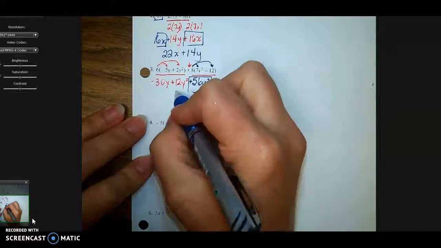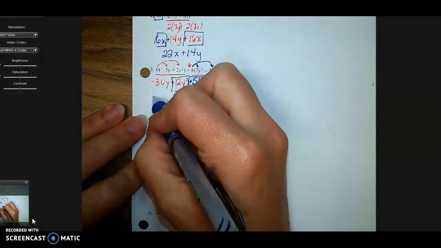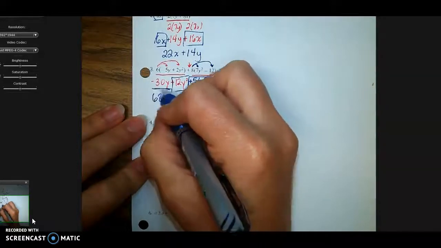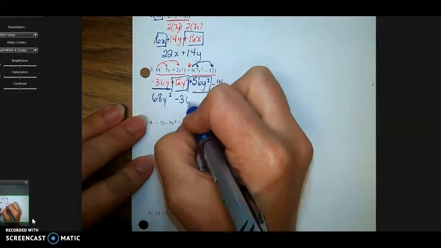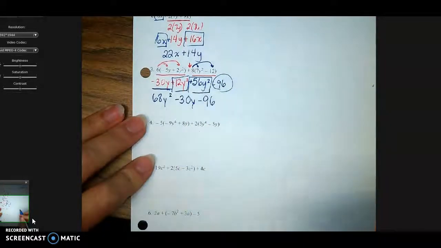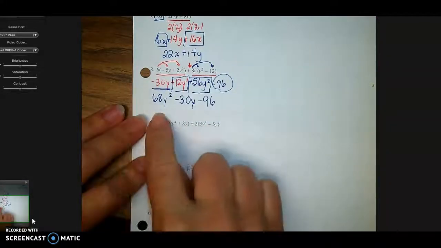This is one like term, and this is the other one, so I end up with 68y squared. This doesn't have anything that combined with it, so that goes next. And then I can't forget that I have minus 96. And I can't combine those because these are not like terms.